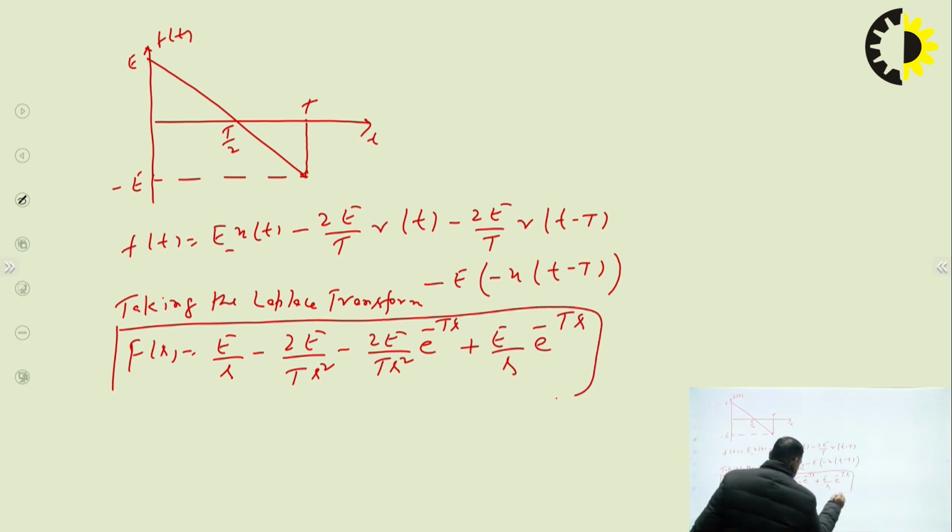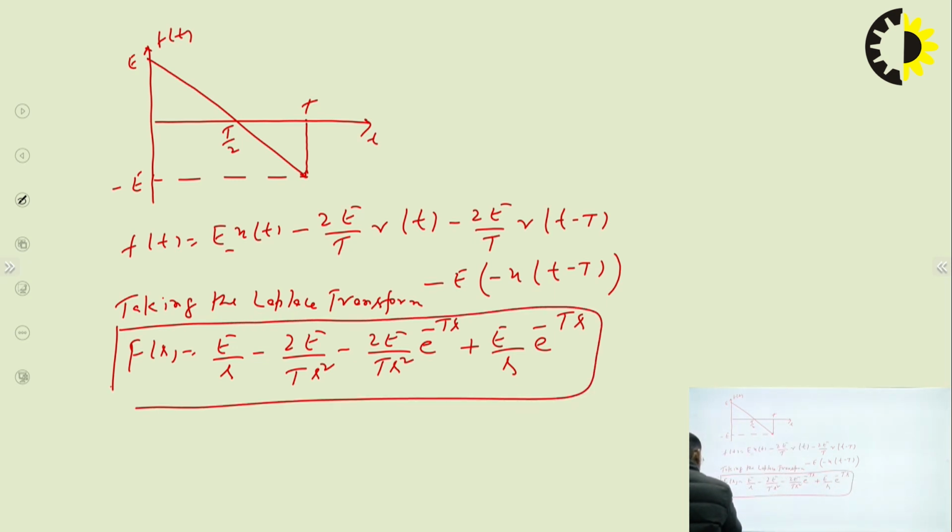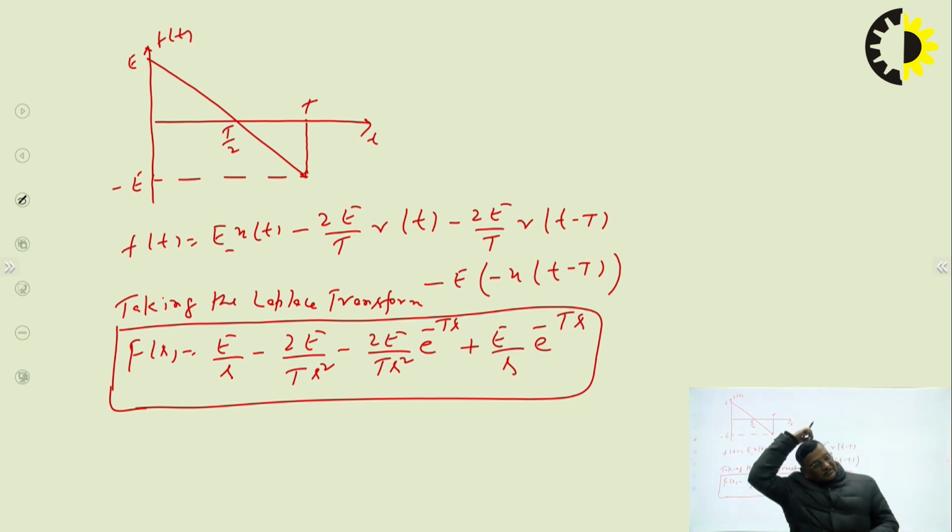So what is the summary? The summary is, we studied the gate function to carry out the waveform synthesis. There are two methods of carrying out the waveform synthesis. One is using the singularity functions, that is the unit step and ramp, and the second one is the gate function. So we can use both the methods to carry out the waveform synthesis.